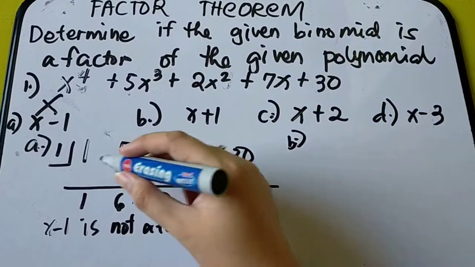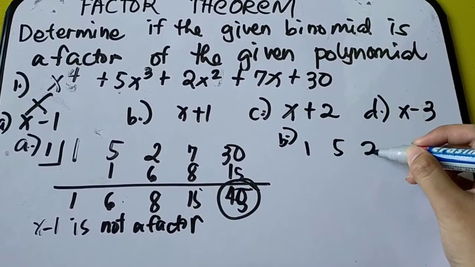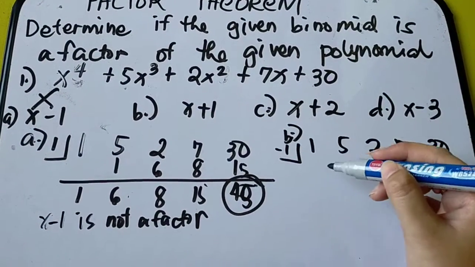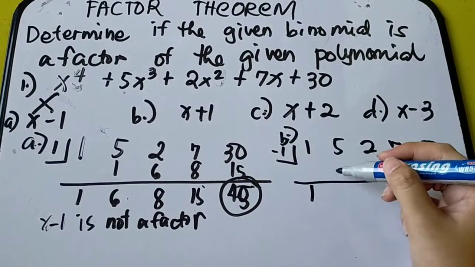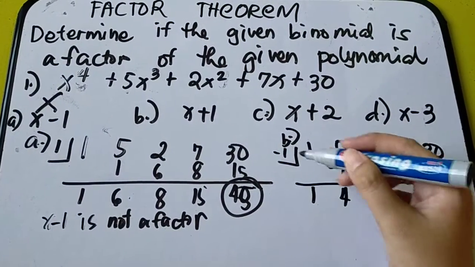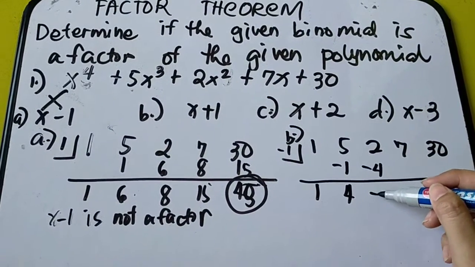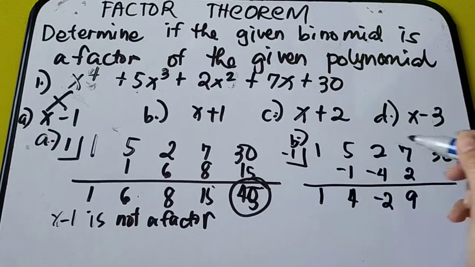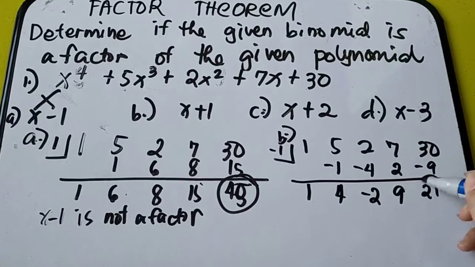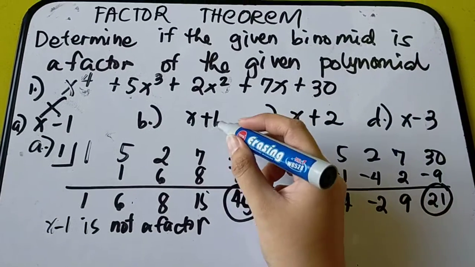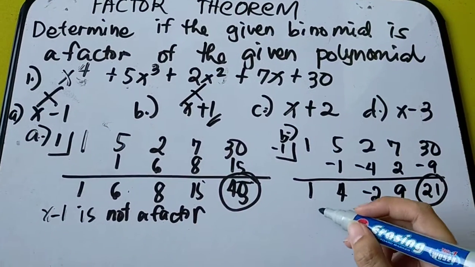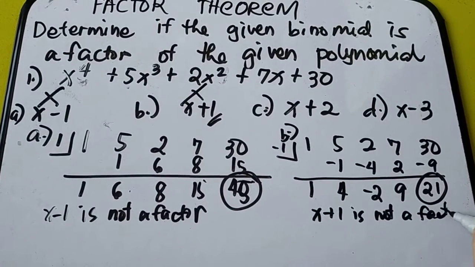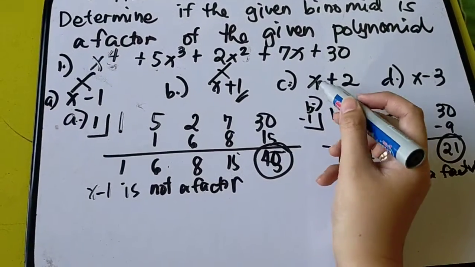Okay. So, again, we have here 1, 5, 2, 7, 30, numerical ulit. Then, ang gagamitin naman natin ay si negative 1. Then, bring down 1 times negative 1, that is negative 1. This one is 4 times negative 1, this one is negative 4. This one is negative 2 times negative 1, that is positive 2. This one is 9 times negative 1, that is negative 9. So, we have here 21. Hindi na naman siya 0. So, therefore, hindi na naman siya. Si x plus 1 is not a factor.